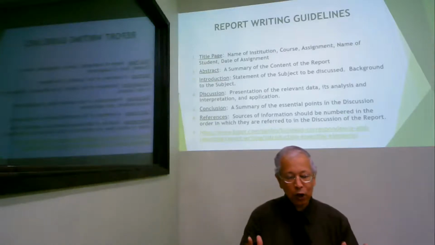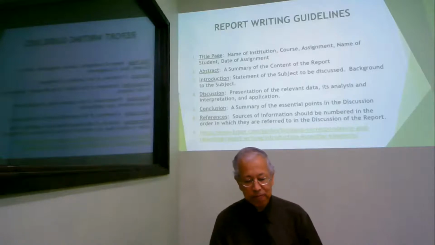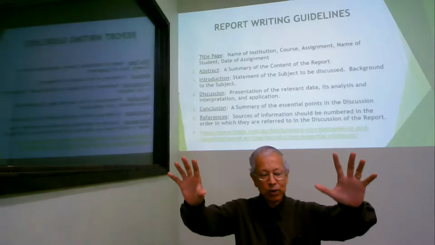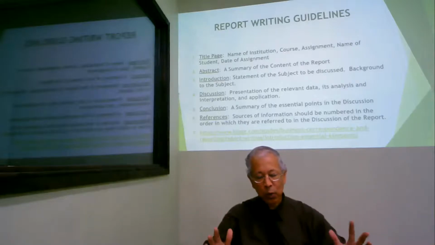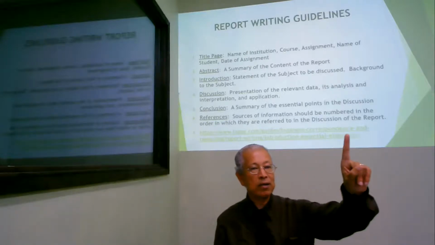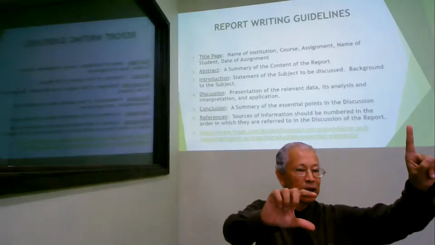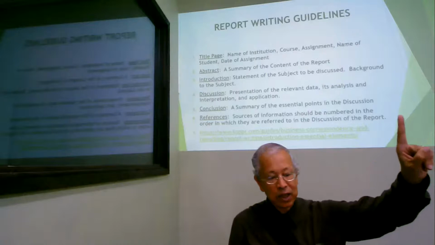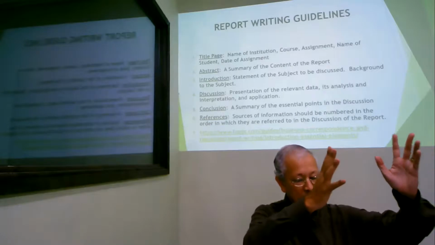Then number 5, you have the conclusion of the report, which is a summary of the essential points in the discussion. After the conclusion, you have a page or pages in which you have the sources of information called references that should be numbered in the order in which they are referred to in the discussion of the report. So if you have a 1 in the discussion, there should be a 1 at the end, in which the source is the same information that you refer to in the discussion, in the part of the report dealing with that source of information.